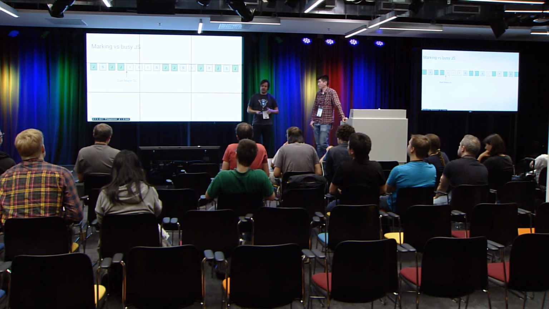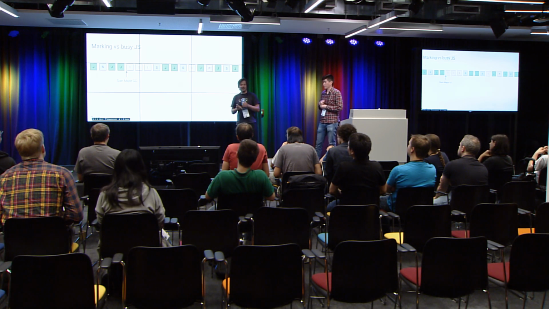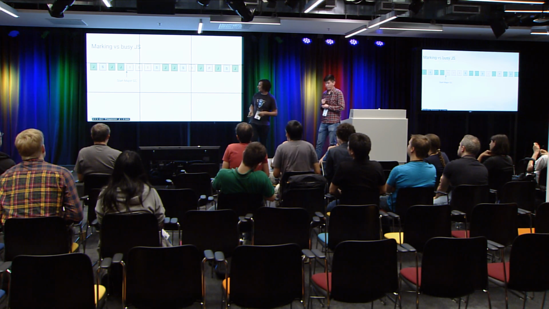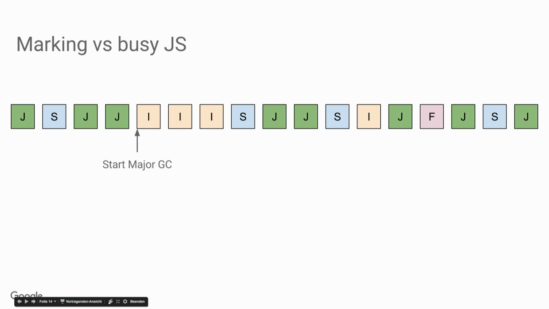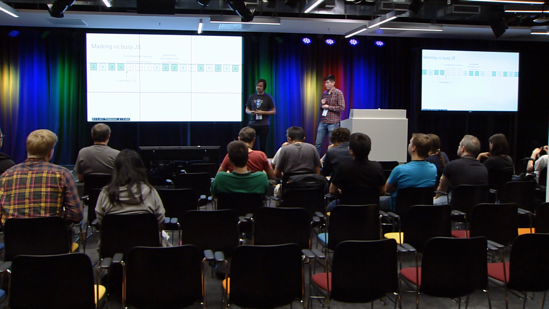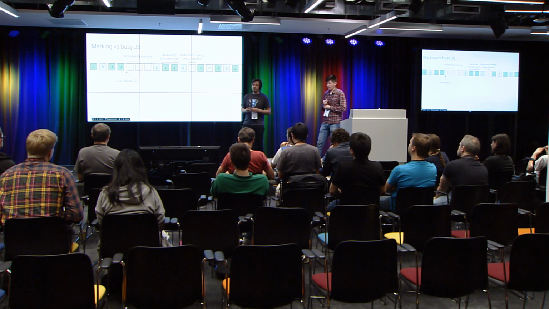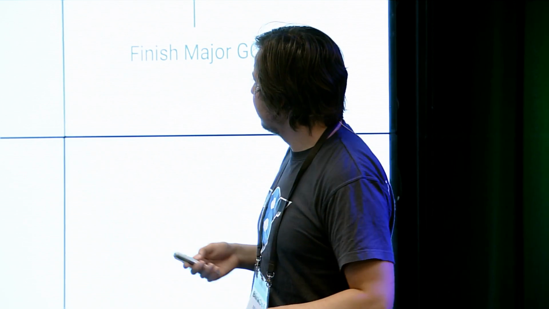Another optimization, marking versus very busy and eager JavaScript. It's the same event trace as before: we start our major GC, we do some incremental marking, and then JavaScript comes along and allocates a lot. So there is need for allocation. This is bad because this might require doing additional marking steps. You get a bigger object graph and you need to mark this object graph, and then you have your final GC time.